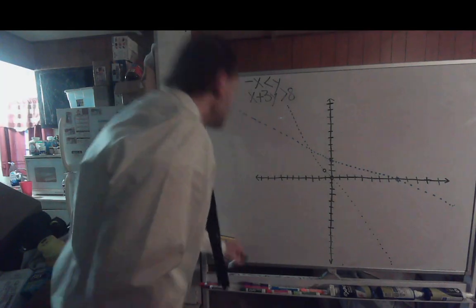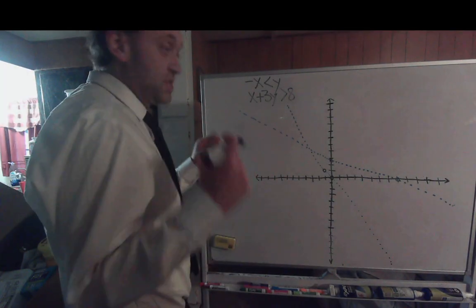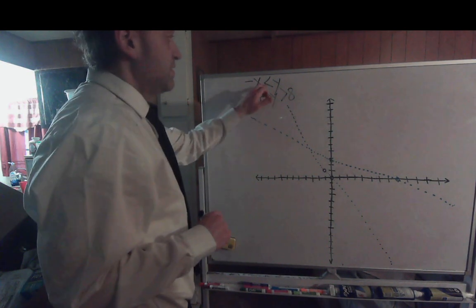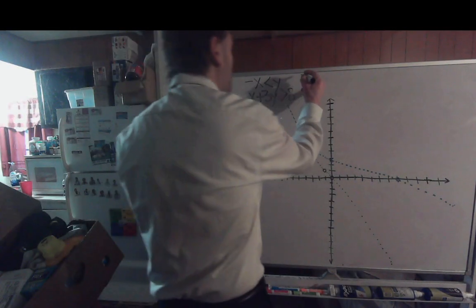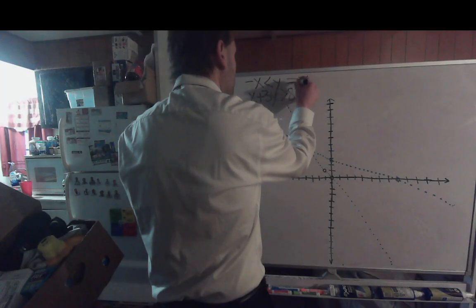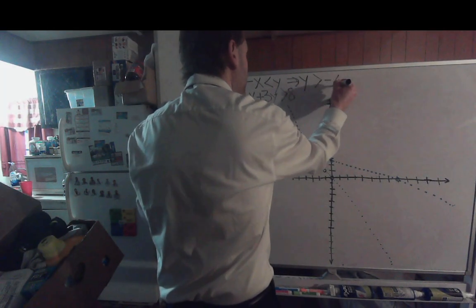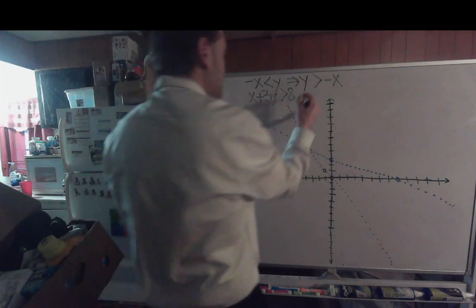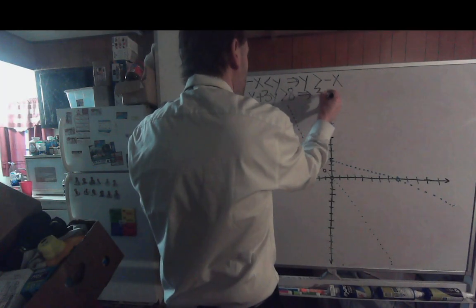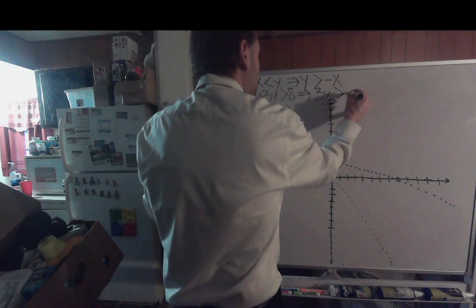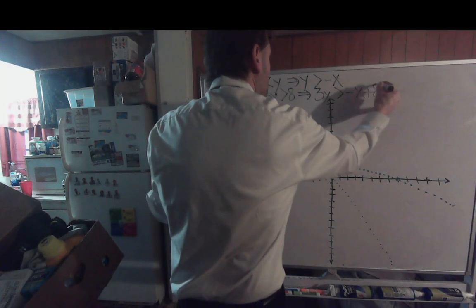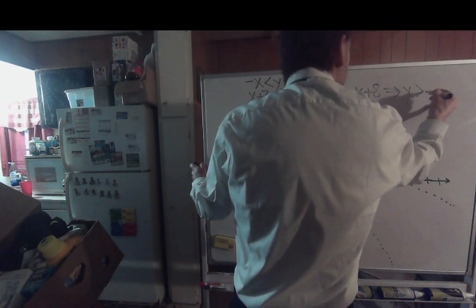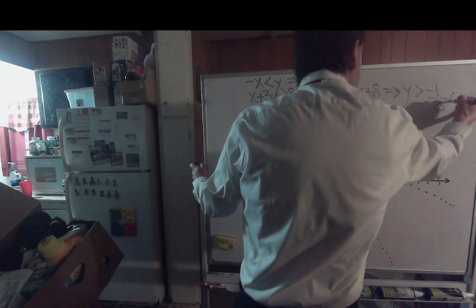Okay. Now to figure out where you want to shade, I'm going to suggest again, you solve everything in terms of y. So if negative x is less than y, that means that y is greater than negative x, right? And then x plus 3y is greater than 8. This would turn into 3y is greater than negative x plus 8, which would ultimately turn into y is greater than negative 1/3 x plus 8 thirds.